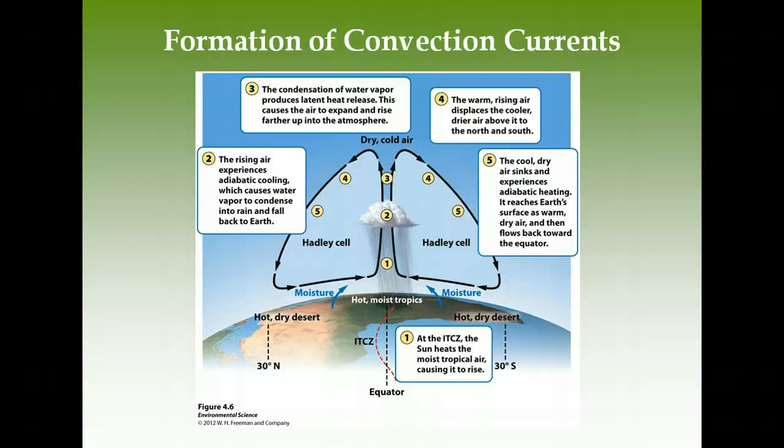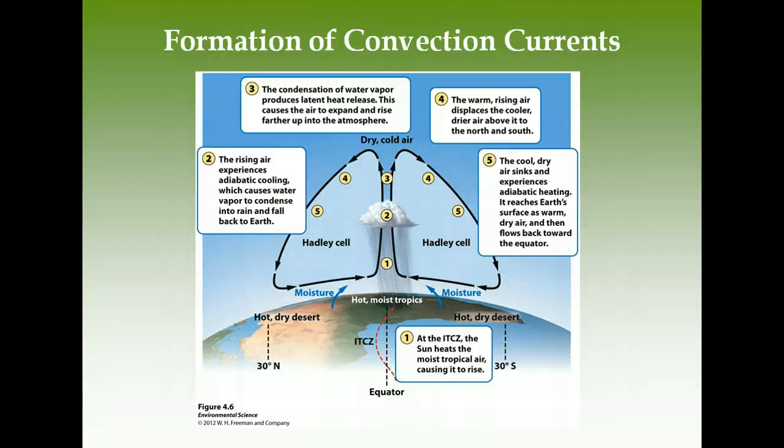So in between these Hadley cells and polar cells are the mid-latitudes. So that's where the United States basically is. And we know that we don't live in a tropical rainforest, and we don't live in polar cold tundras. We're in the middle. And so we're subject to more of a mixture of this really cold air and really warm tropical moist air. And therefore that lends itself to our very diverse weather patterns throughout the United States.